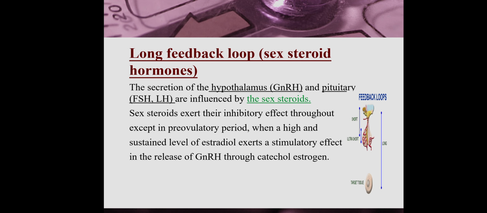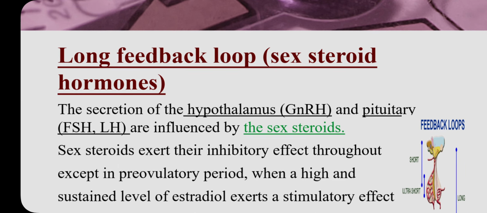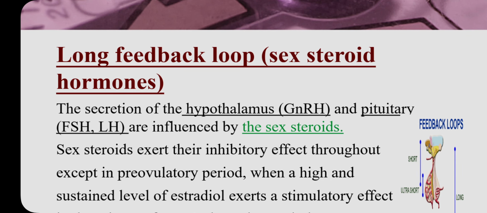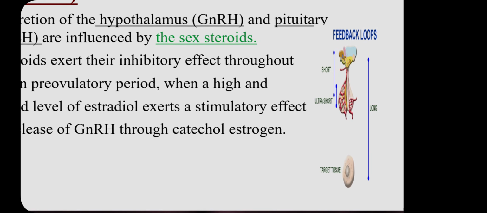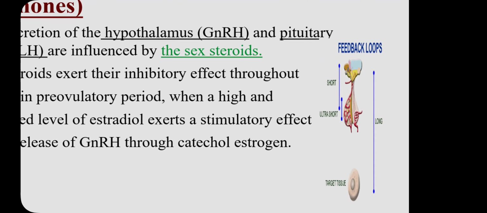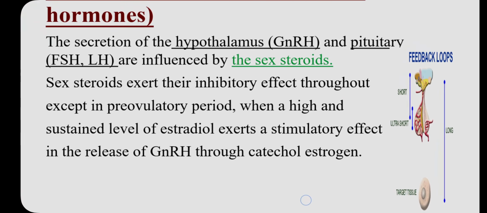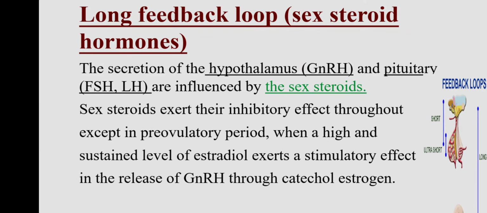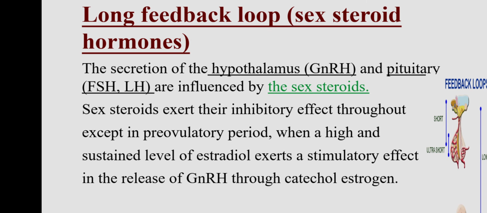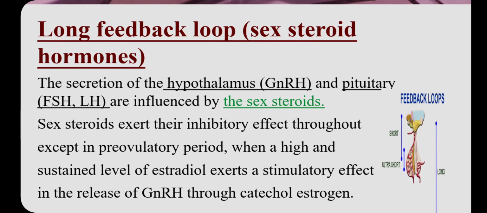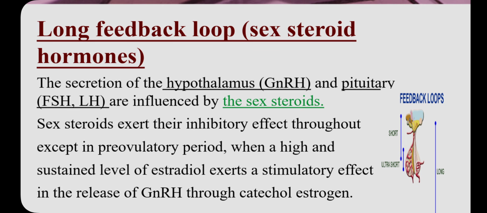Next is about the long feedback loop. It is related up to the ovaries. Here you can see in the long feedback loop, the hypothalamus and ovaries are related. The ovaries secrete the sex steroidal hormones like estrogen and progesterone. So here what happens is, the secretion of hypothalamic GnRH and of the pituitary are both influenced by the sex steroids, the estrogen and the progesterone, which are secreted from the ovaries.